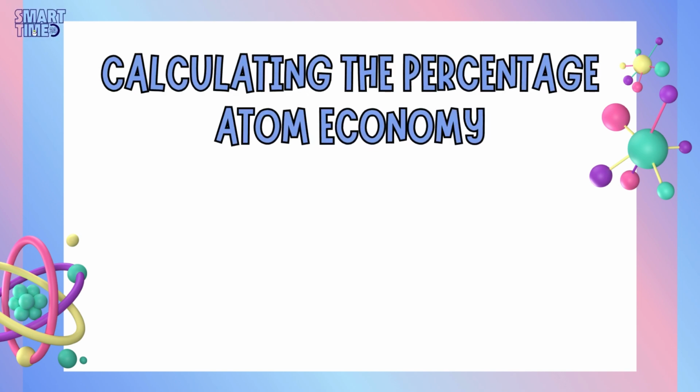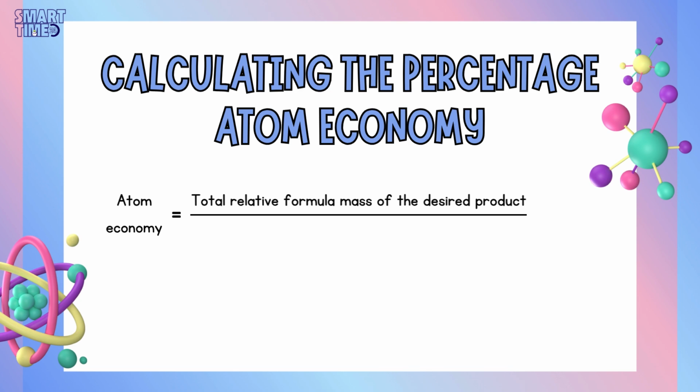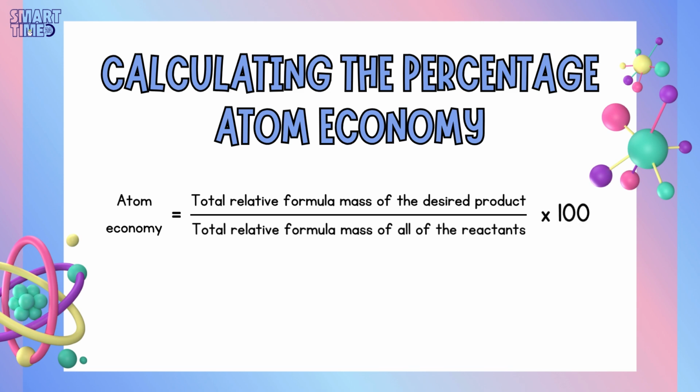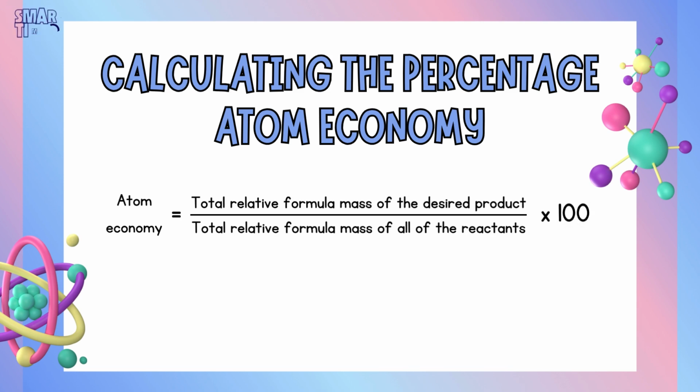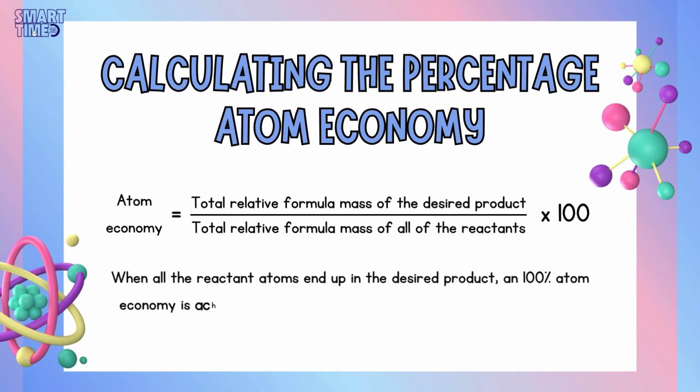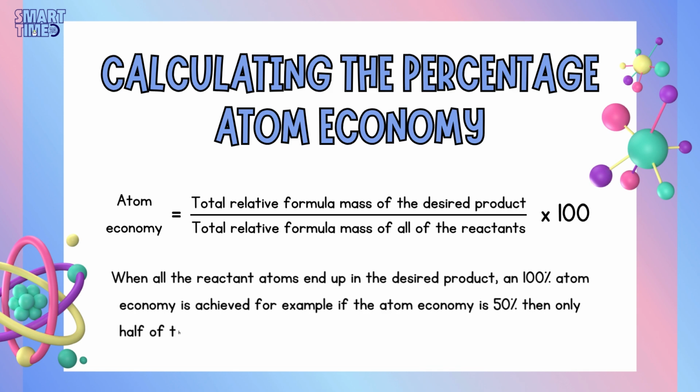Calculating the percentage atom economy. Atom economy is equal to the total relative formula mass of the desired product divided by the total relative formula mass of all of the reactants, multiplied by 100. When all the reactant atoms end up in the desired product, 100% atom economy is achieved. For example, if the atom economy is 50%, then only half of the reactant atoms produced the desired product or products.